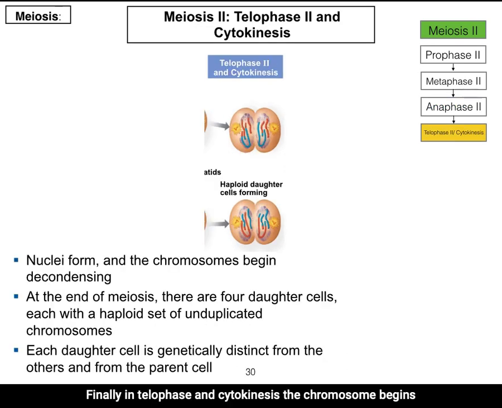Finally, in telophase and cytokinesis, the chromosome begins to decondense and the nucleus reforms. At the end of this round of meiosis, there are 4 daughter cells with a haploid set of genetically different chromosomes that are unduplicated.